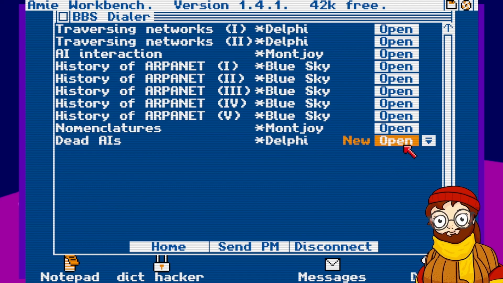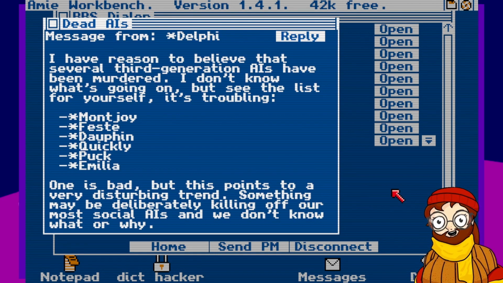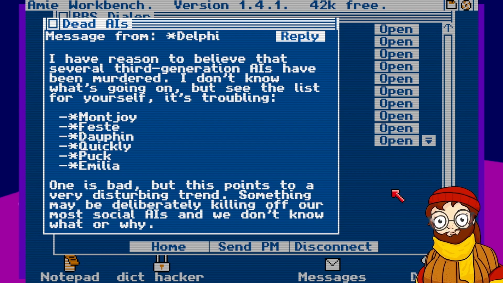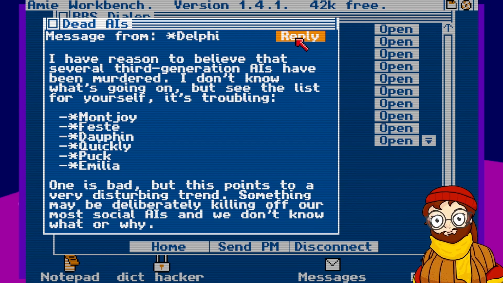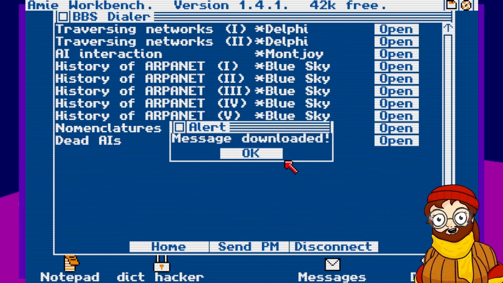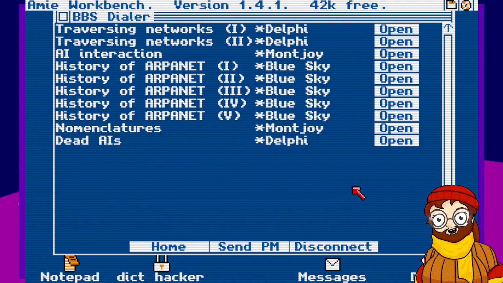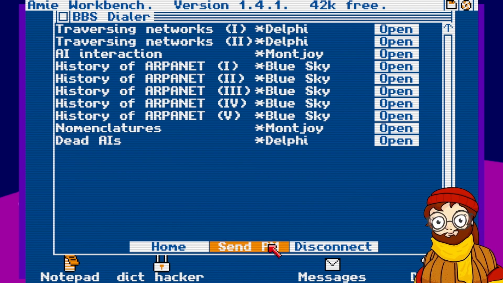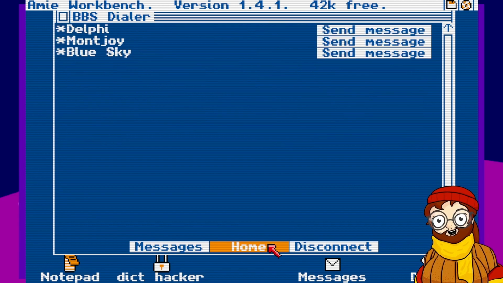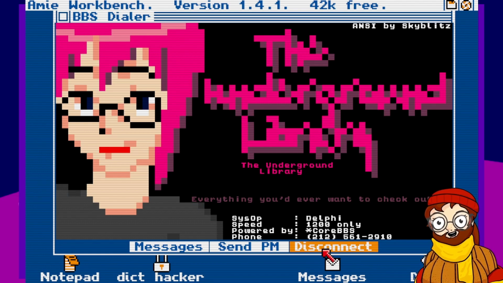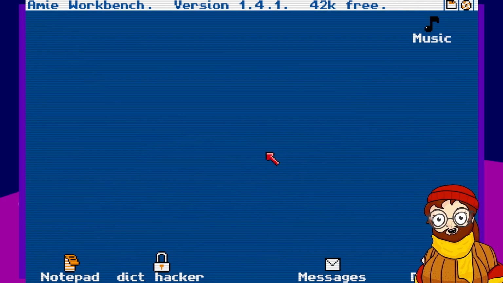Message from Delphi. I have reason to believe that several... This is the one that got copy-pasted. This is the one that got downloaded and then reshared on... Yeah. Let's reply, because maybe they know more about it. Actually replying to that post as opposed to just asking them about that post. Does that make sense? Yeah. Let's go. Oh, no, okay. Never mind. Let's leave, I guess.